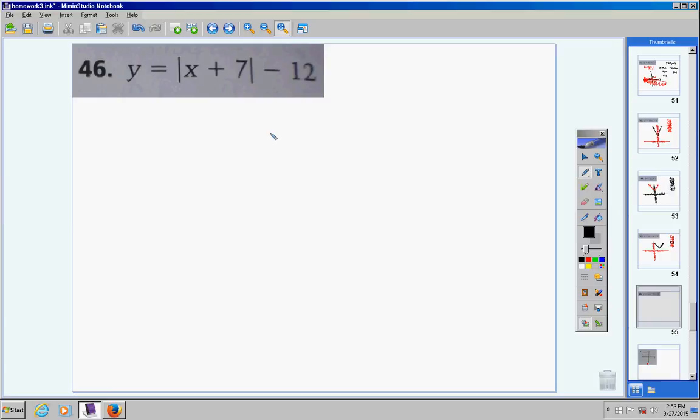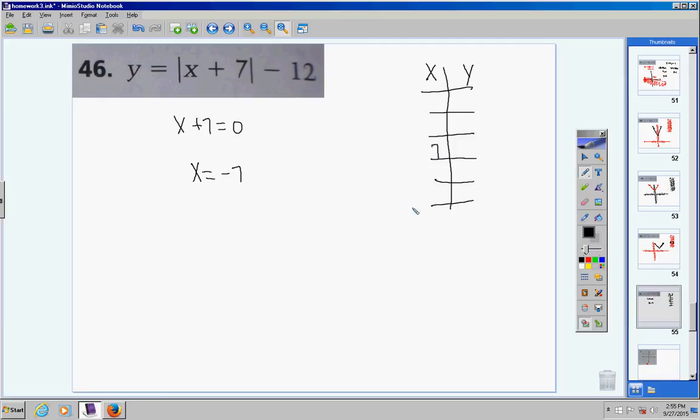All right, here we go. So students, right away we realize we have an absolute value function, so we're going to find the vertex first. Take the inside of the absolute value, set it equal to 0 and solve. Bring the 7 over and make it a negative 7. And that value is going to go in the middle of your table of values, okay?